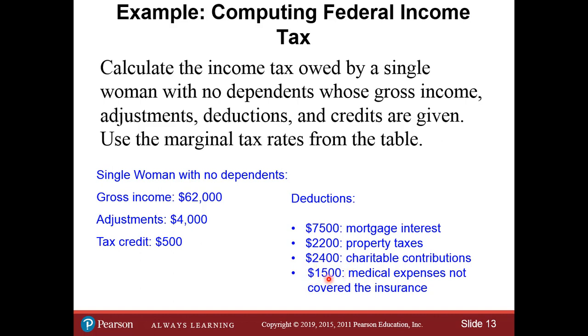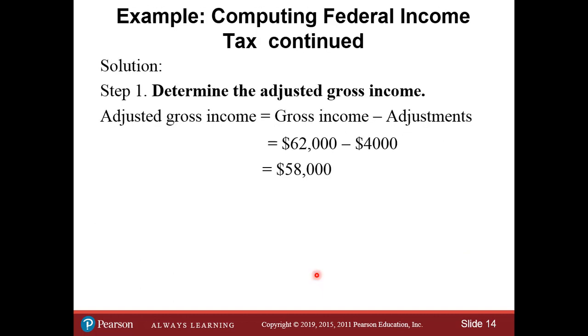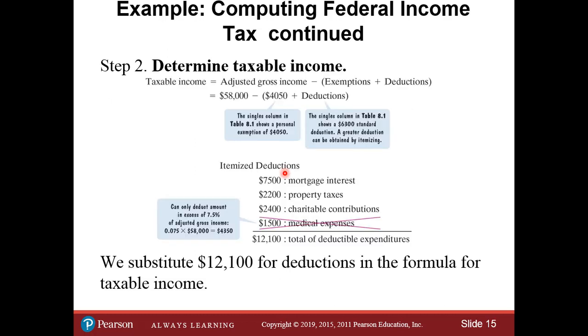Okay, so now remember, whatever amount of this $1,500, first of all, has to exceed 7.5% of her adjusted gross income. If it doesn't exceed 7.5%, then she cannot deduct any of it. Okay, so now step one, determine the adjusted gross income. So adjusted gross income is gross income minus adjustments. So her adjustments was 4,000. So 62,000 minus 4,000 is 58,000. So that's her adjusted gross income.